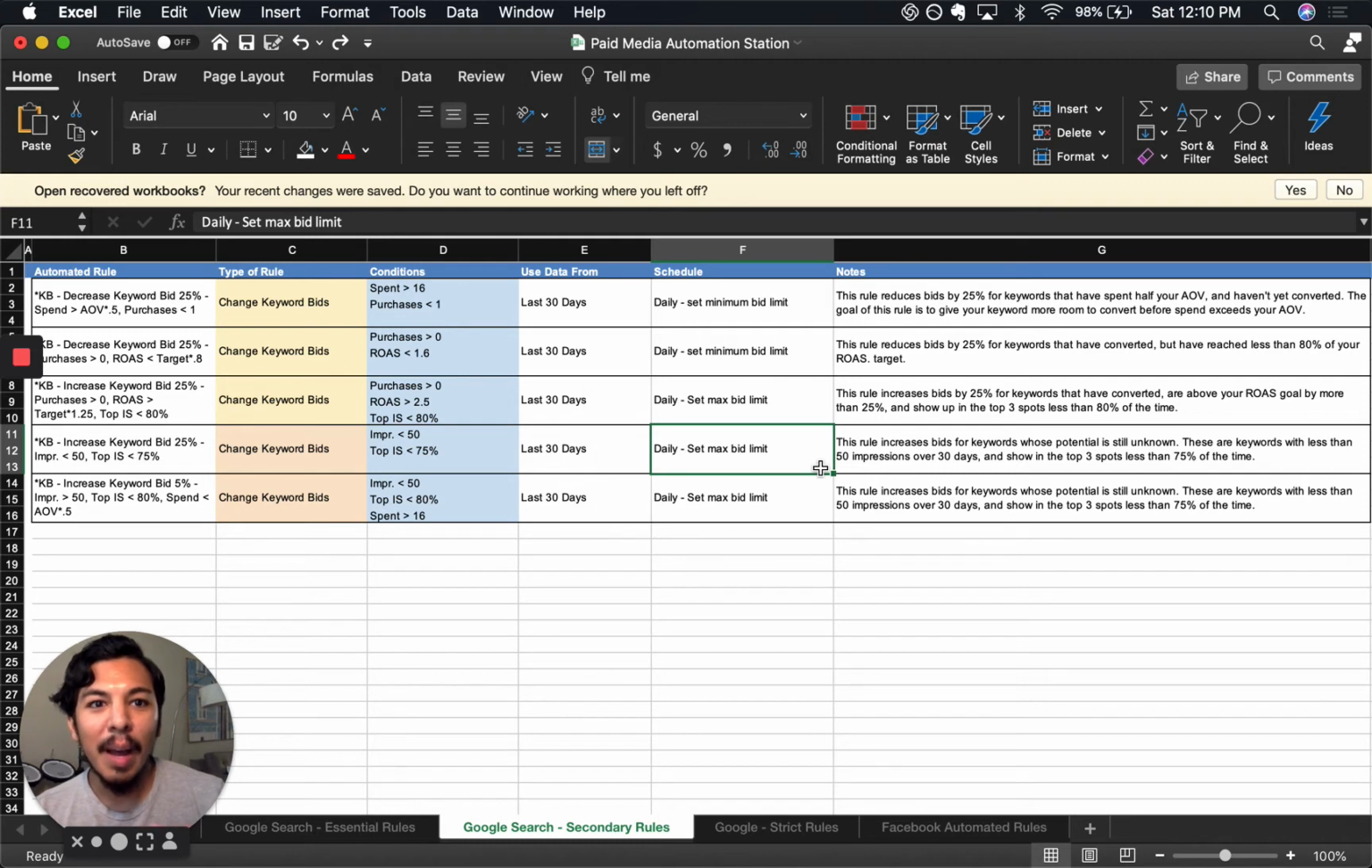And I would say that max bid limit shouldn't be anything that's too far out of the norm for your account. If your average cost per click is around $1, then maybe you want this to be somewhere between $3 to $5 as a max.